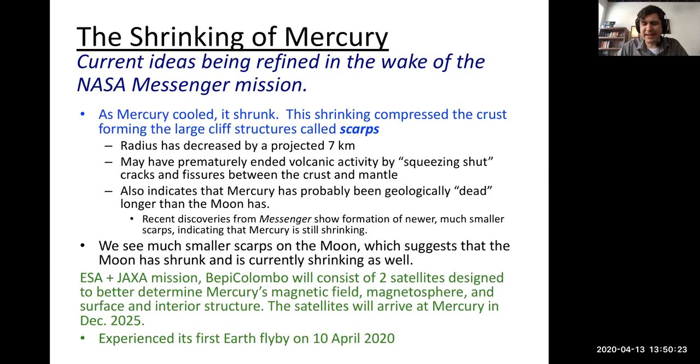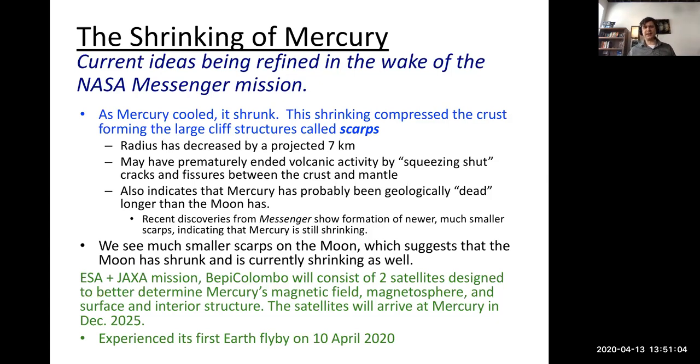So as things cool, they shrink, they contract. Metal will contract a lot as it cools down. And having such a large iron core, as that iron core cooled and shrunk, the entire planet of Mercury would have shrunk with it. In fact, the radius has decreased by a projected 7 kilometers. So we had this surface area, then we let the planet shrink by 7 kilometers. We had too much surface area. What's going to happen as the planet shrinks? Well, it's going to push against one another and it's going to pop up and form these scarps.